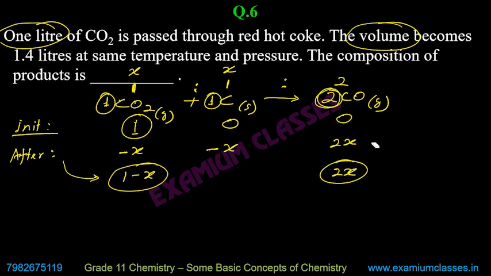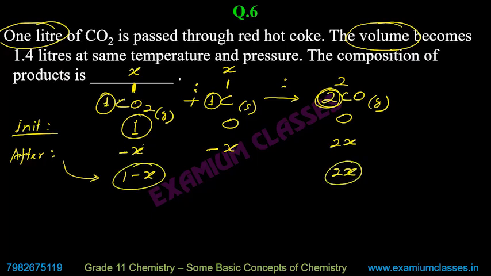Yes, sir. Okay. So if it is clear, then if out of 1, x is consumed, how much will remain? 1 minus x. After the reaction, how much carbon dioxide will be there? 1 minus x. X got consumed. And how much carbon monoxide will be there? 2x, because 2x got produced. So after the reaction, there will be carbon dioxide 1 minus x and carbon monoxide 2x.